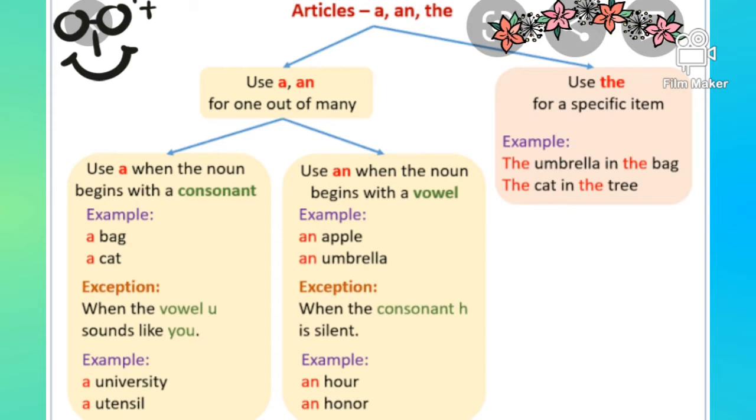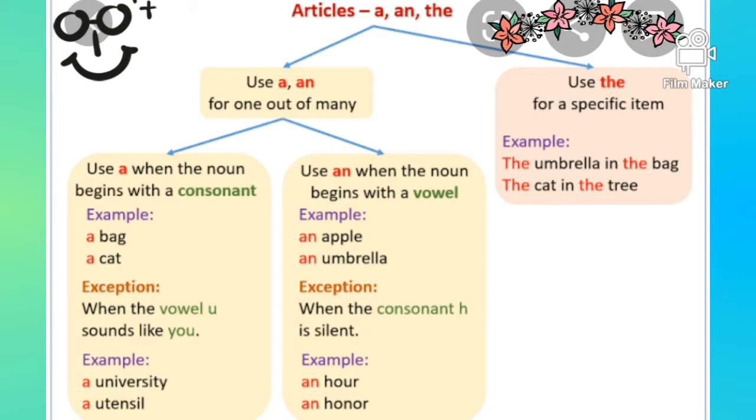Now, the use of an. Before a common noun in singular form beginning with a vowel sound. For example, an orange, an egg, an umbrella, an inkpot, an MLA. Remember that the sound is M-L-A, an MLA, an enemy. Likewise, where the H is silent, for example, an honest man, an honorable man, where H is silent.